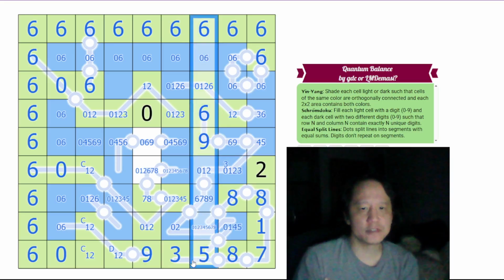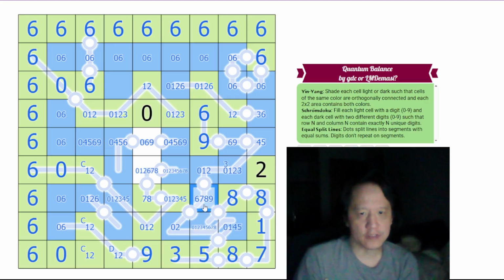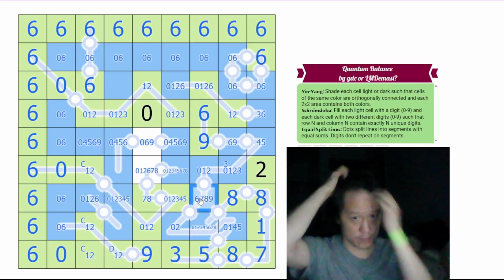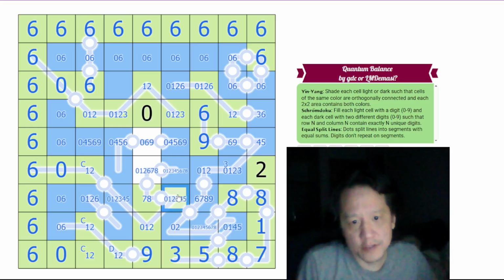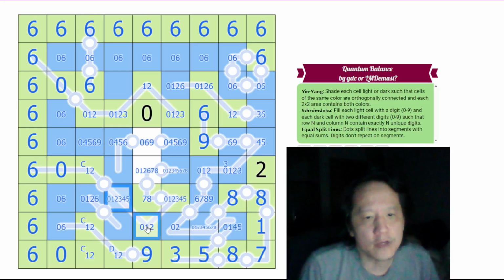In column 7, there's a lot of possibilities. Anyways, this is 15. This is a single digit. Oh, yeah, you have 4 digits. One of these is 0. You have 0, 1, 2, 4, or 1, 2, 5, or 1, 3, 4. We're not sure which.